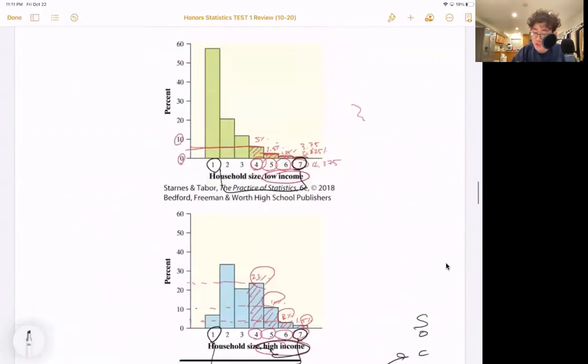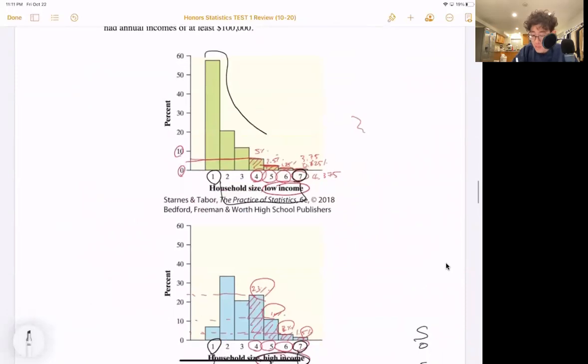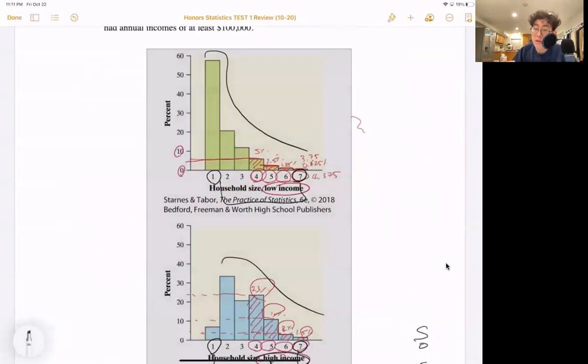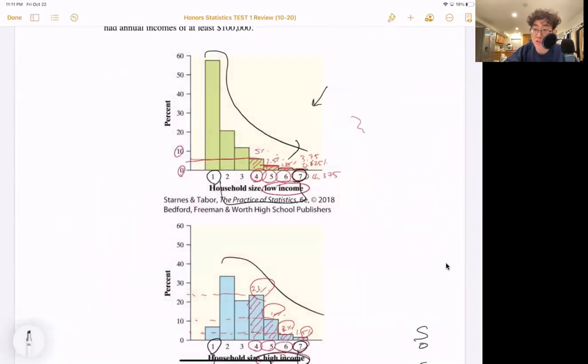Yes, definitely. The shape, I understand that they're both kind of skewed to the right, but one is clearly more skewed to the right, whereas this one is a little bit less skewed to the right. We can call this roughly skewed to the right. And this is just straight up skewed to the right. So the shape is obviously different.